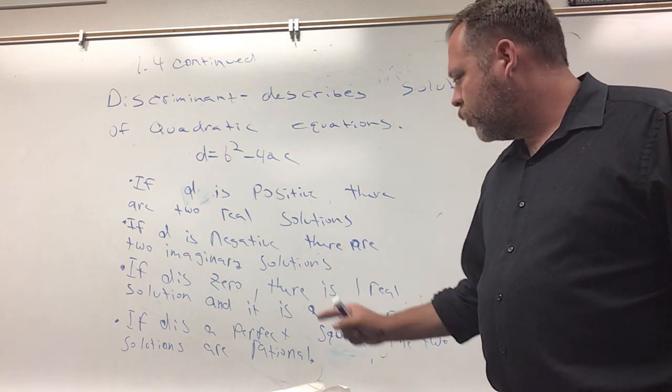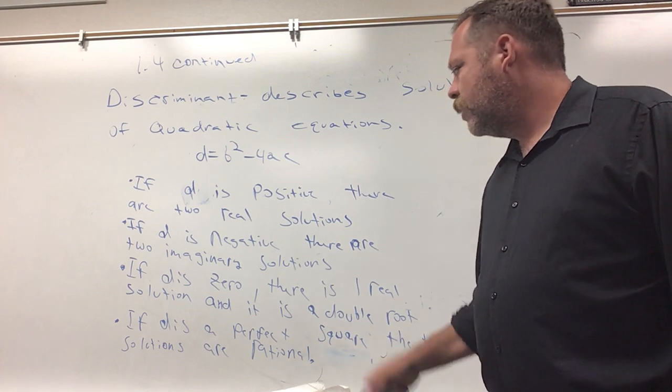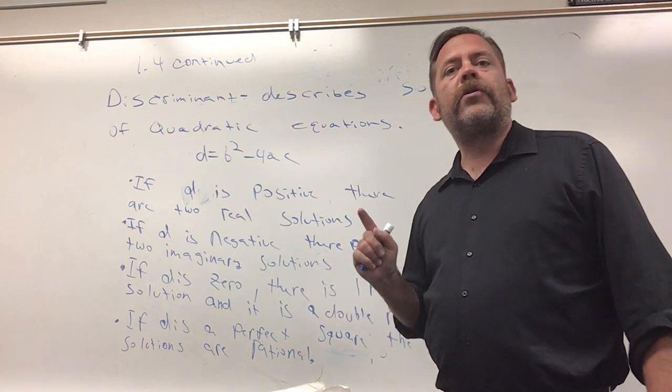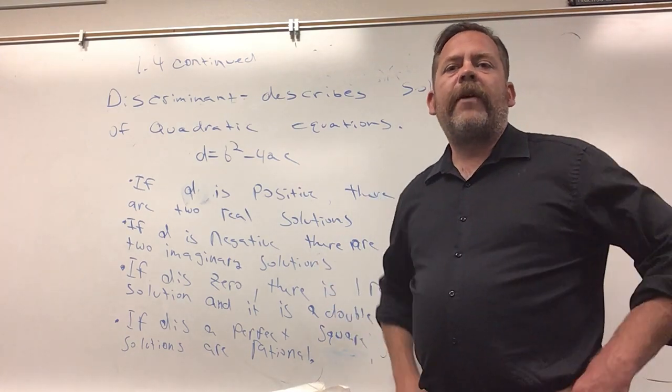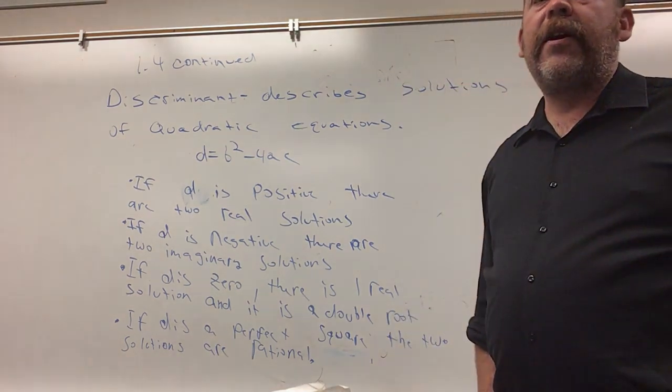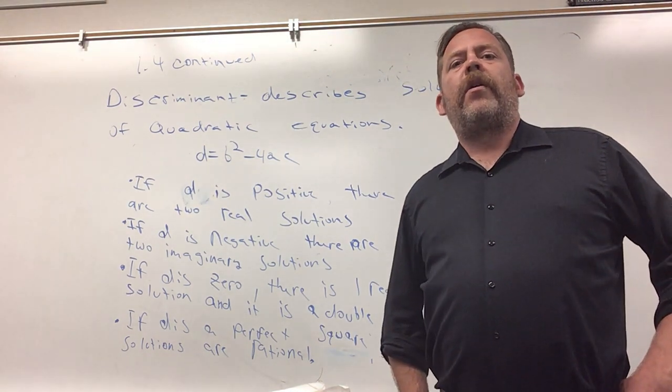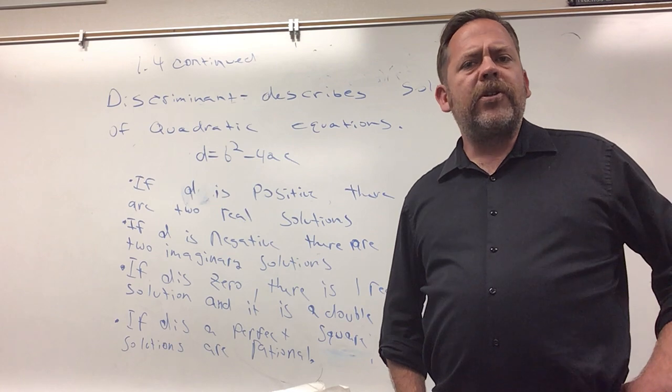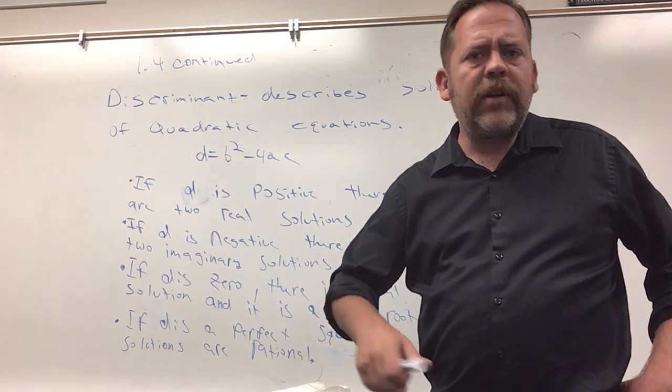If the discriminant is 0, there is 1 real solution. See, this is one of my favorite questions to ask, and I'm sad I'm not here for this right now. But why would there be only 1 solution if what's in the square root is 0?